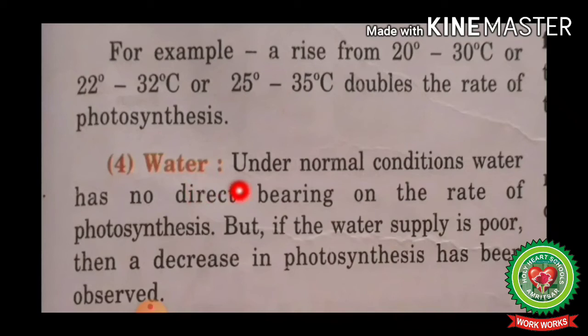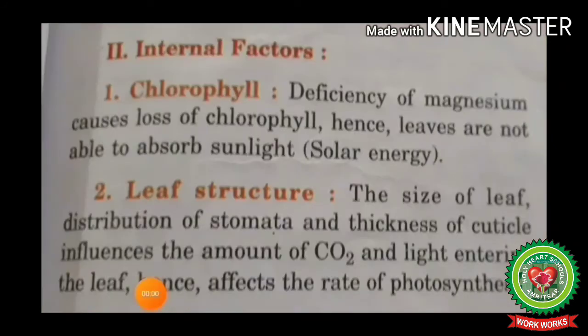Next is water. Under normal conditions, water has no direct bearing on the rate of photosynthesis. But if the water supply is poor, then a decrease in photosynthesis has been observed. Next is internal factors. First is chlorophyll.